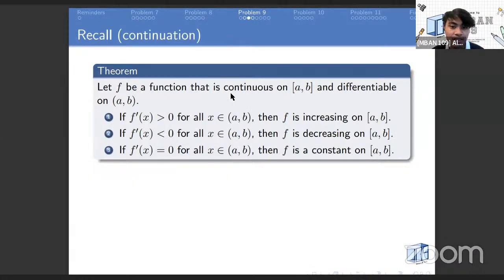Also, ang theorem naman natin, let f be a function that is continuous on the closed interval [a, b] and differentiable on the open interval (a, b). If f prime of x is greater than 0 for all x on the interval (a, b), then f is increasing on the closed interval [a, b]. If f prime of x naman is less than 0 or negative siya for all x on the interval (a, b), then f is decreasing on the closed interval [a, b]. If f prime of x naman is equal to 0 for all x on the interval (a, b), then f is a constant on the closed interval [a, b].